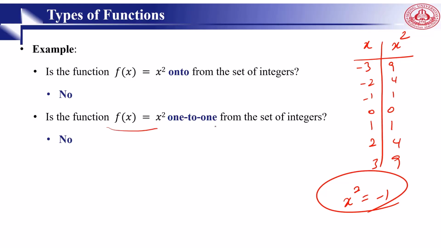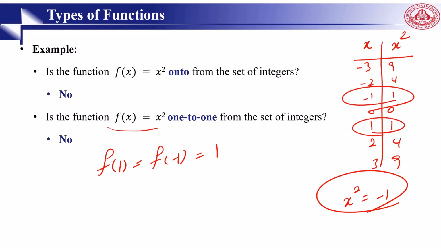Is f squared one-to-one or not? Again not, because, for example, f(1) is equal to f(-1), which equals 1, as you can see here. That's why f squared is not onto and is not one-to-one.